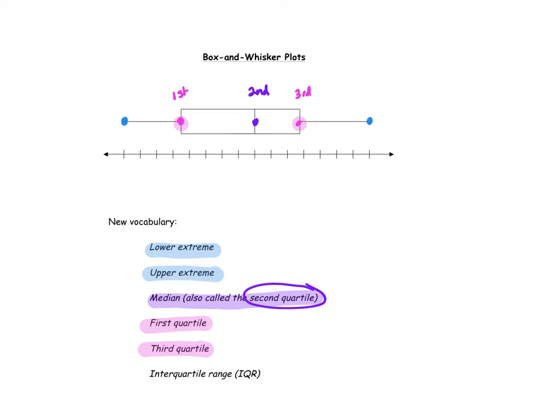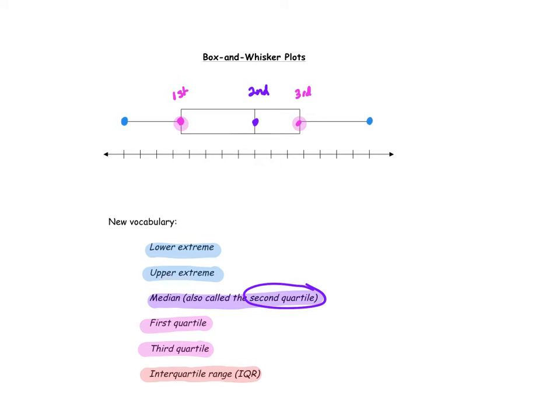So our last vocabulary term is called the interquartile range. And the range of all of the data would be the upper extreme minus the lower extreme, for whatever this point is on the number line minus whatever this point is on the number line. That would be the range.